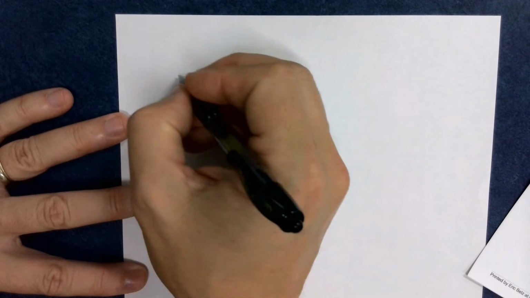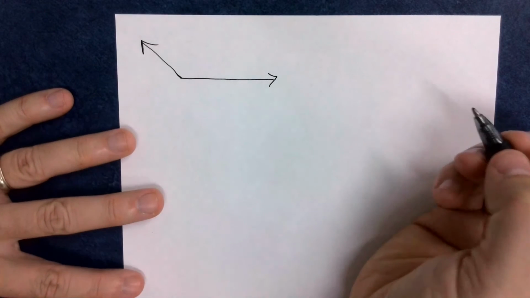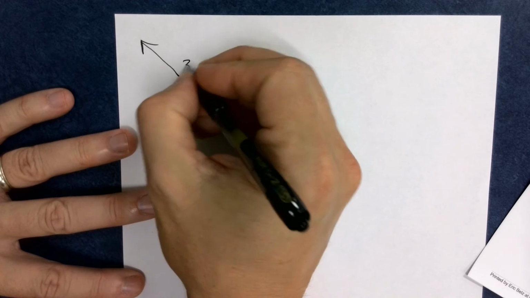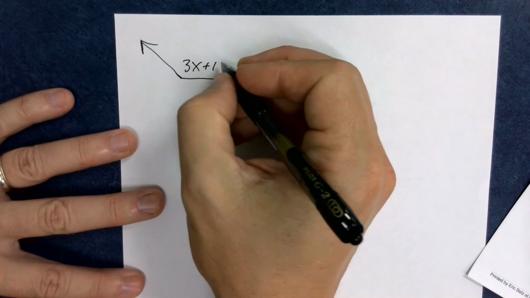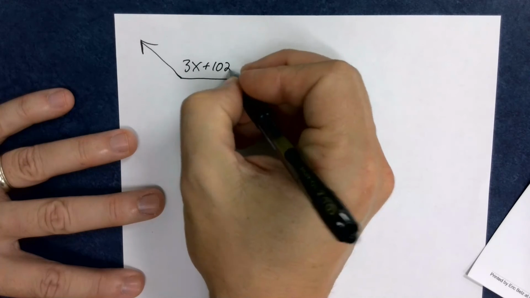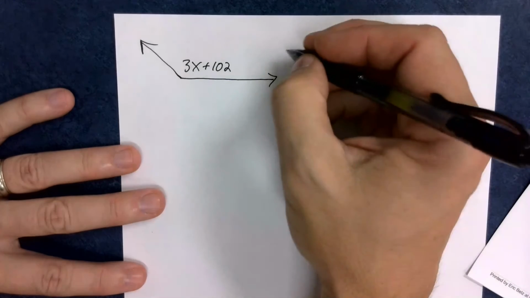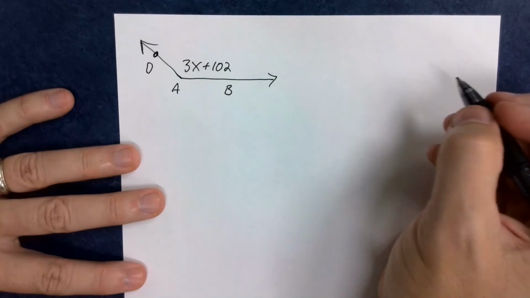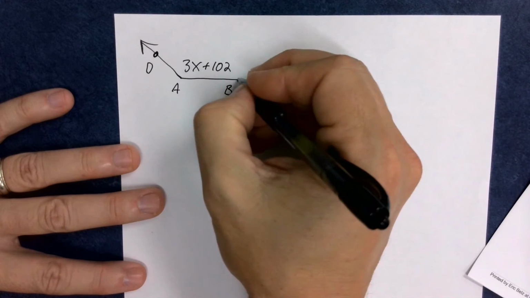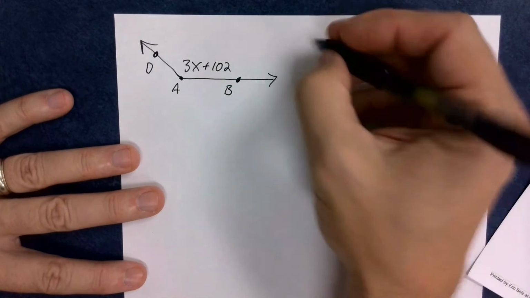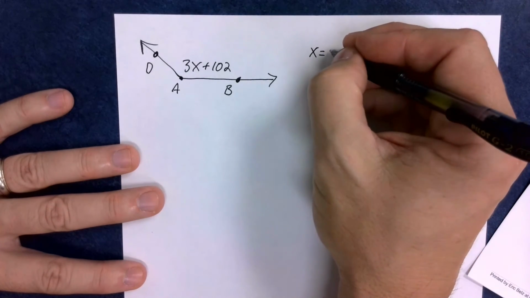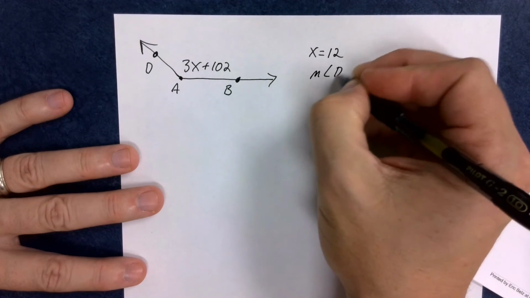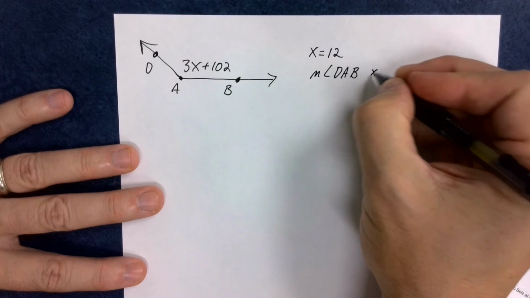Okay, so next, I'm going to do another one for you. I'm going to give you this angle right here. Good deal. And I'm going to say that this angle is 3x plus 102, and we're going to call this angle DAB, and I want to know how big is angle DAB if x equals 12. Okay? So what's the measure of angle DAB if x equals 12?